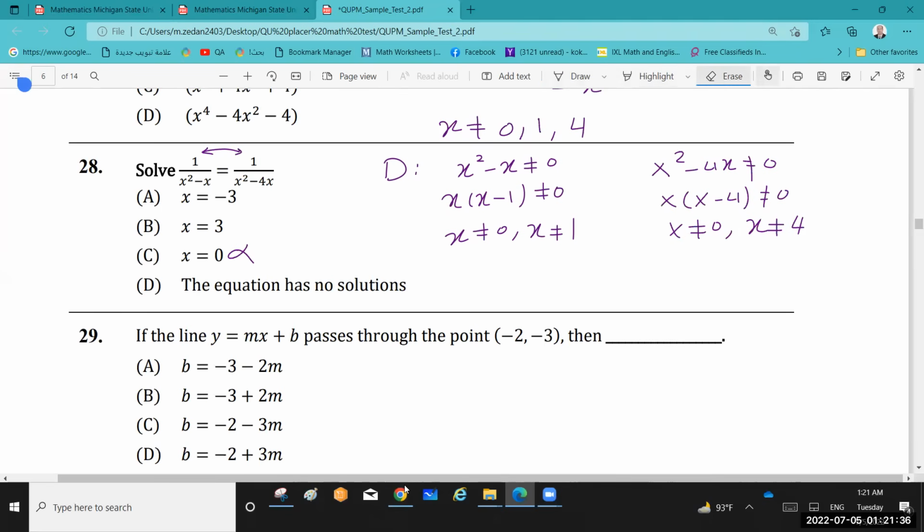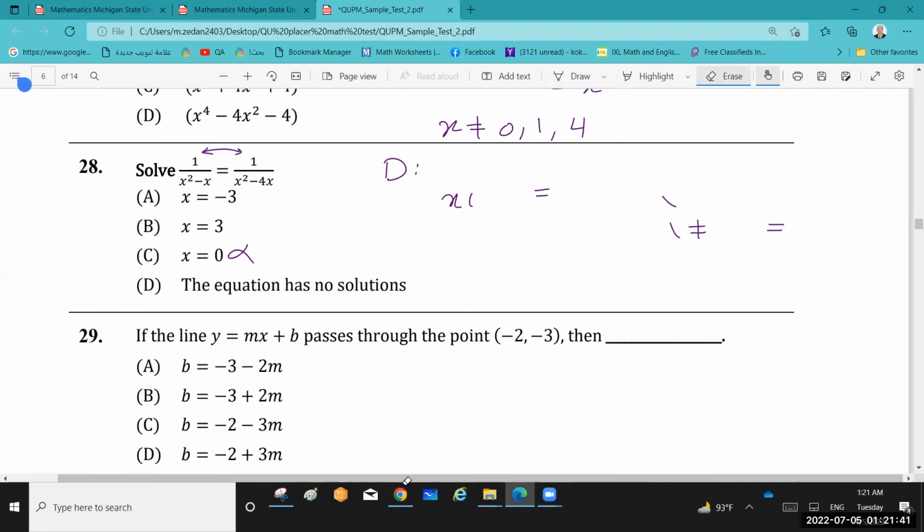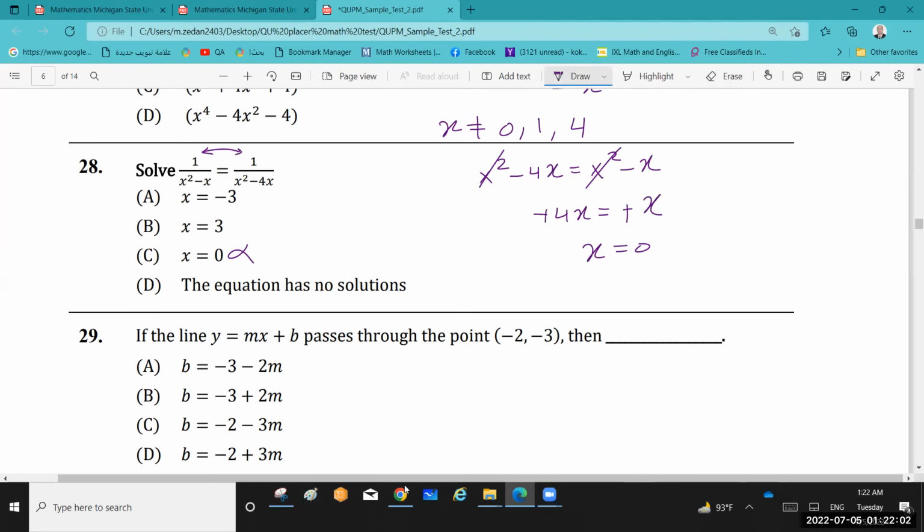I found already the excluded values of the domain of the equation, and just take x squared minus 4x is equal to x squared minus x. x squared is cancelled, so negative 4x is negative x. Cancel even the negative, so x must be 0. Oh yeah, x is 0, but 0 is excluded from the domain, so no solution for this one. No solution.